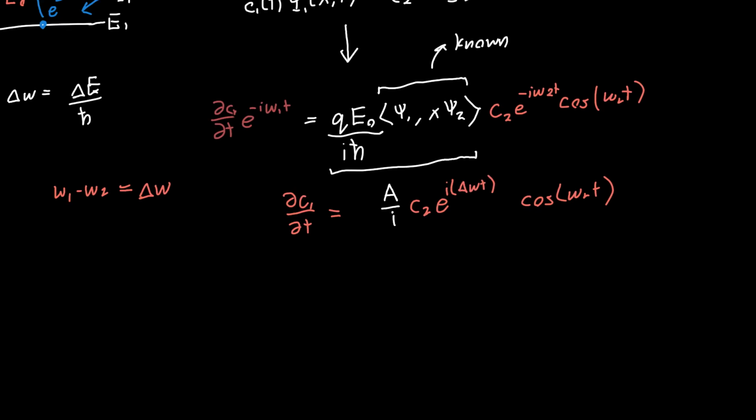t. Now that this is simplified, let's write out our other governing differential equation. So in terms of C2, and this is just equal to the same coefficient, so A over i, but now we've got C1, and instead of delta omega t, we've got minus delta omega t, cosine of omega L t. And if you're not convinced, you can do the math yourself to arrive at this equation. And I recommend that you do that.